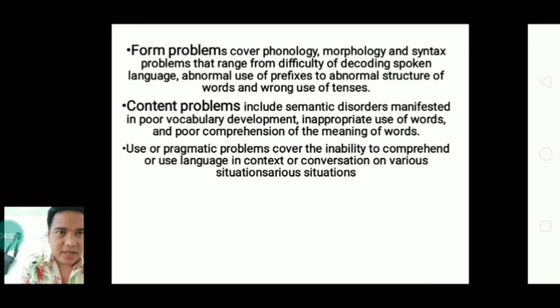Content problems include semantic disorder manifested in poor vocabulary development, inappropriate use of words, and poor comprehension of the meaning of words. Use or pragmatic problems cover the inability to comprehend or use language in context or conversation on various social situations.